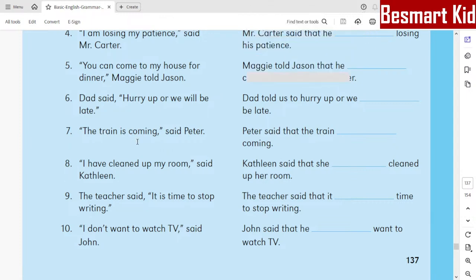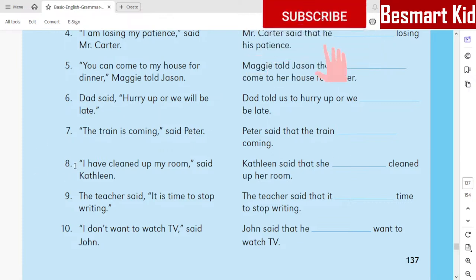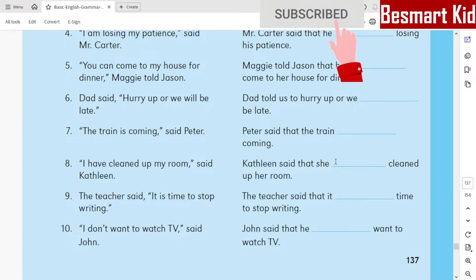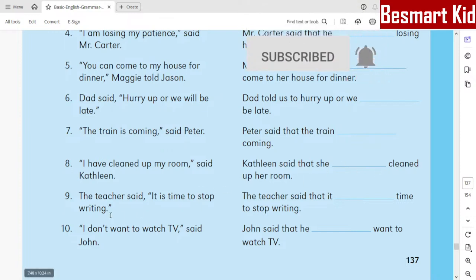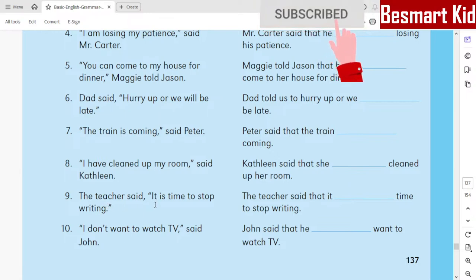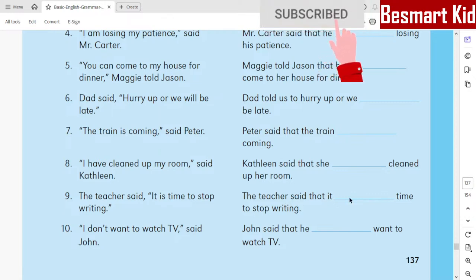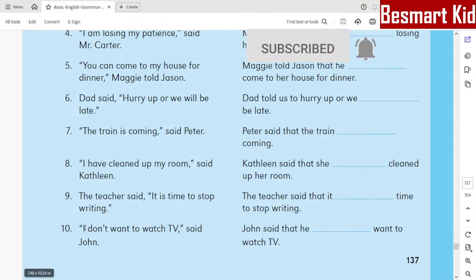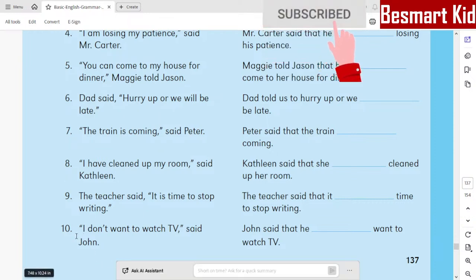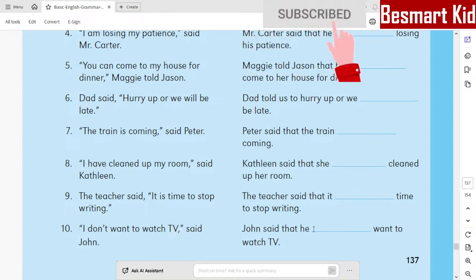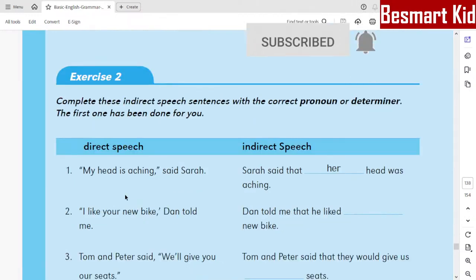Seventh, "The train is coming," said Peter. Peter said that the train dash coming. Eighth, "I have cleaned up my room," said Kathleen. Kathleen said that she dash cleaned up her room. Ninth, the teacher said, "It is time to stop writing." The teacher said that it's dash time to stop writing. 10th, "I don't want to watch TV," said John. John said that he dash want to watch TV.